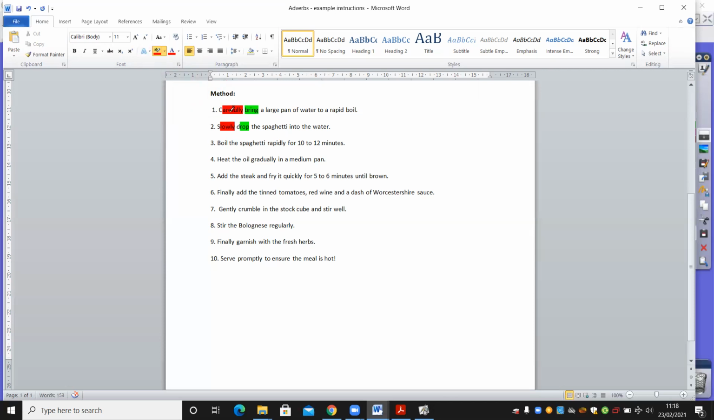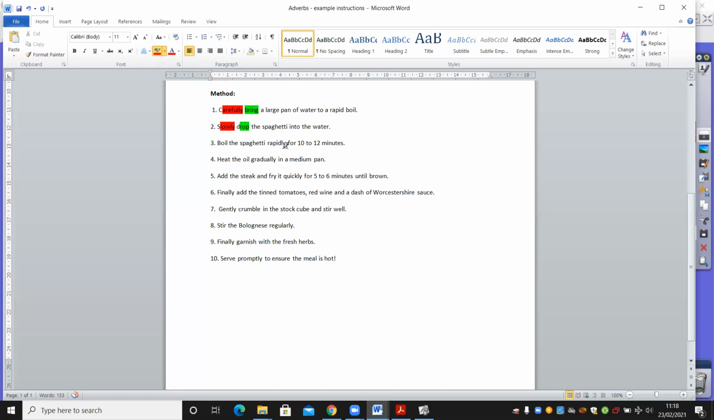Now, in both of these instances, we had the adverb right in front of the verb. And that's where we usually find it. We find the adverb right in front of the verb. However, let's have a look at step number 3.